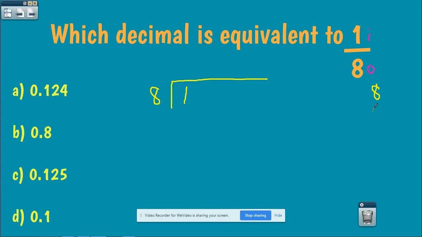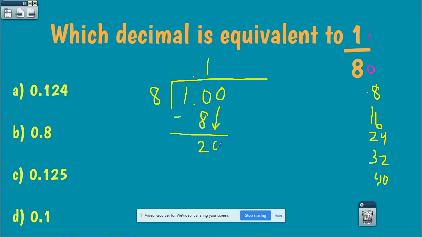First off, I'm going to start with my 8 facts. 8, 16, 24, 32, 40. All right. Do you see a 1 or anything less over here? Nope. I'm going to add my decimal and a 0. How about 10? Is there anything 10 or less over here? Yes, 8. 8 is first in line. 10 minus 8 is 2. I'm not done because I have not ended with the happy 0. So I'm going to bring 1 down and I get 20.